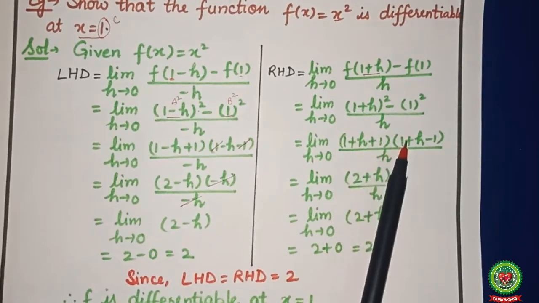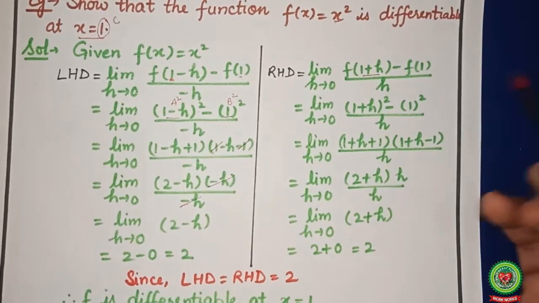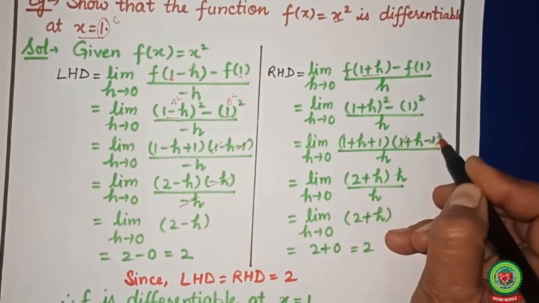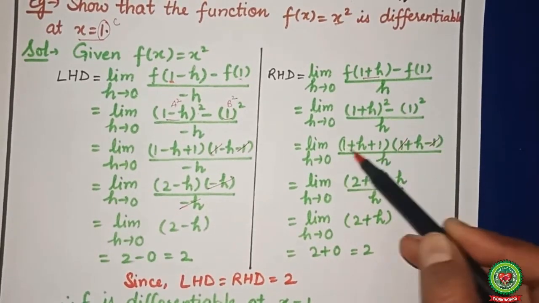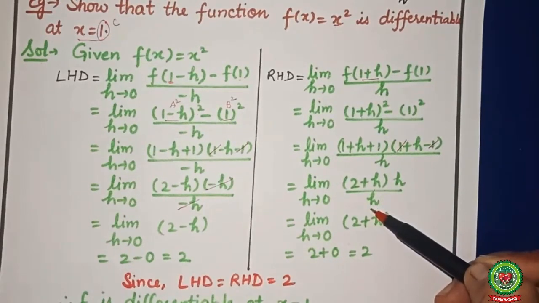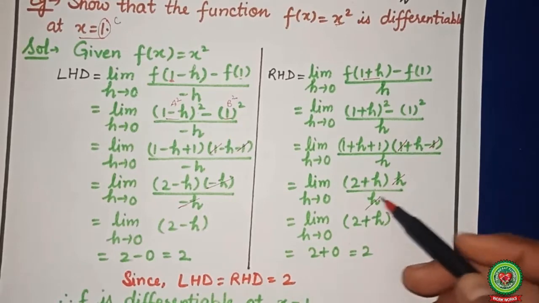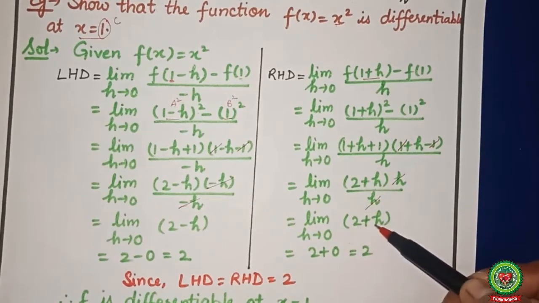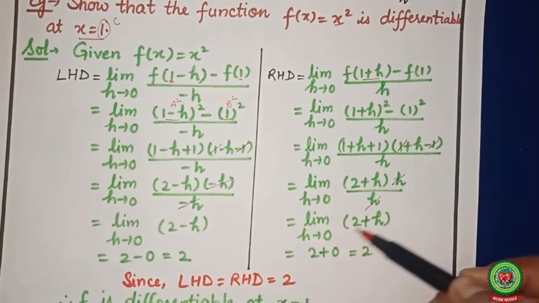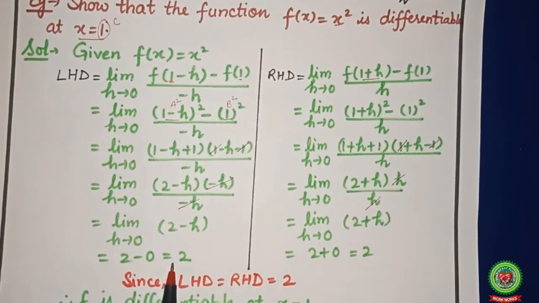So, 1 plus h plus 1 into 1 plus h minus 1. Again 1 and minus 1 will cancel each other. So, we are left with 1 plus 1, 2 plus h into h upon h. Again h and h will cancel out. So, remaining is 2 plus h. So, when you apply the limit, we will get 2 plus 0 is equal to 2.